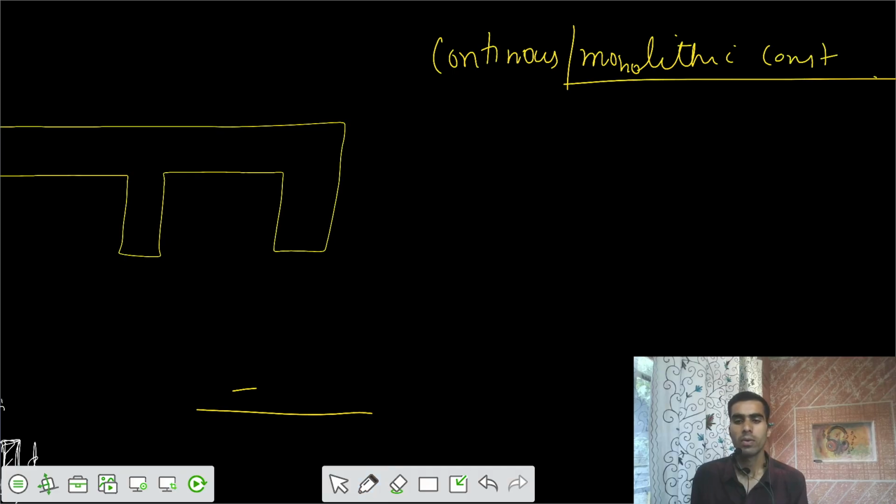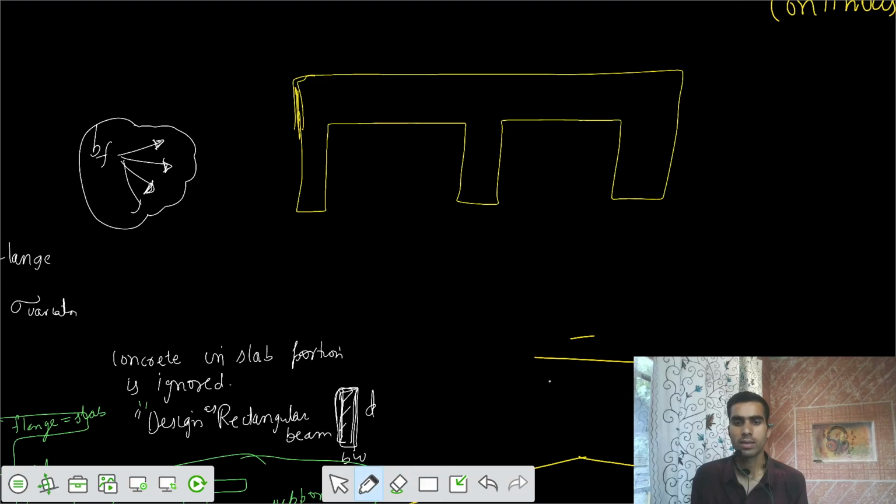Okay, let's take that this is your length L1 and this is your length L2, and there's some width of bw. Now I'm going to take that effective part. We already have delivered that content.